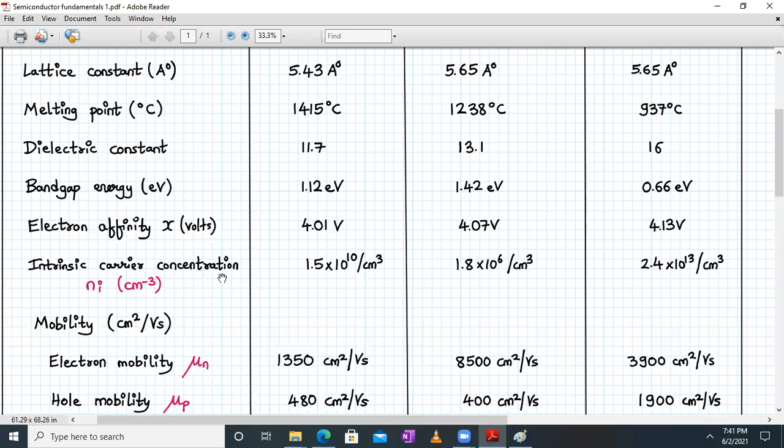Now, intrinsic carrier concentration, Ni. Its unit is per centimeter cube. For an intrinsic semiconductor, the number of electrons and holes are the same, and that carrier concentration is called Ni. For silicon it's around 1.5 into 10 raised to 10 per centimeter cube. It's a very important number to remember, mostly utilized in numericals. For gallium arsenide, it's less, around 1.8 into 10 raised to 6 per centimeter cube. And for germanium, it's higher, in the order of 10 raised to 13.